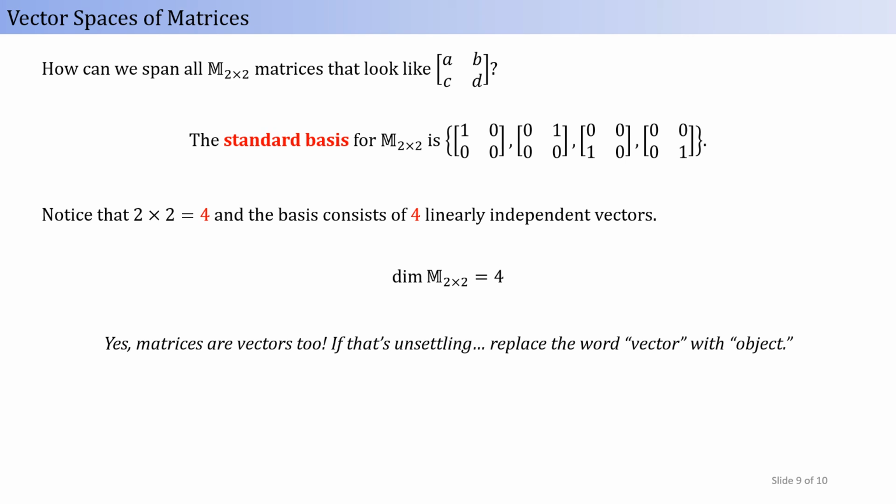Now, it's kind of weird to think of matrices as vectors. So if that's really bothering you, just instead of calling things vectors, call them objects. It's totally cool.